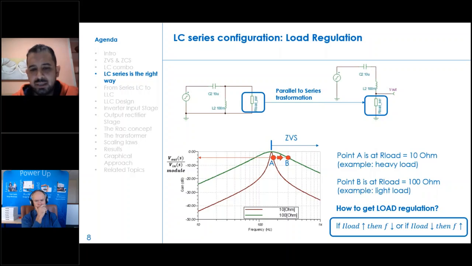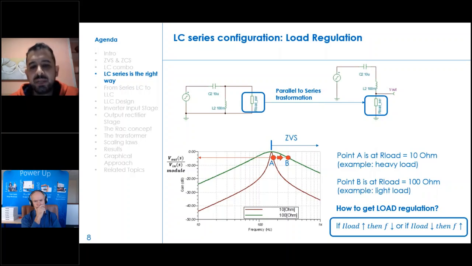The second issue that we have seen from the previous slide is that if we work near the resonance, the input impedance is very low in this kind of configuration. It means that the voltages and currents can be extremely high in the series LC tank, and we can damage the switches or result in, let's say, a very poor efficiency.